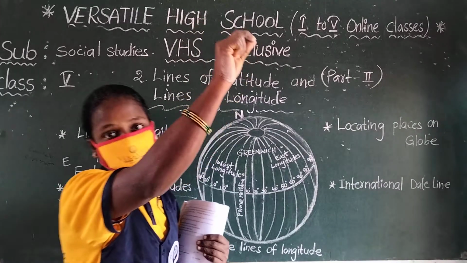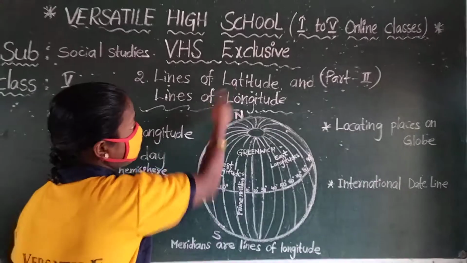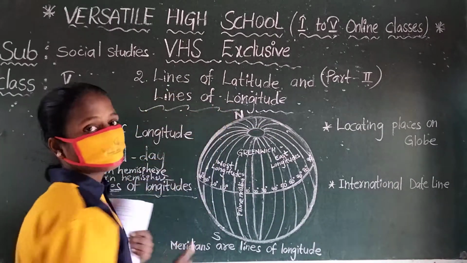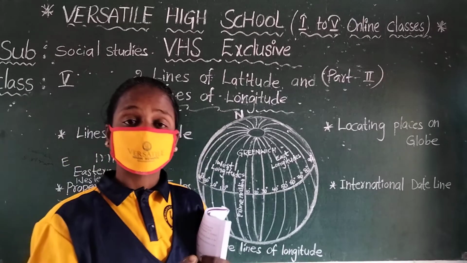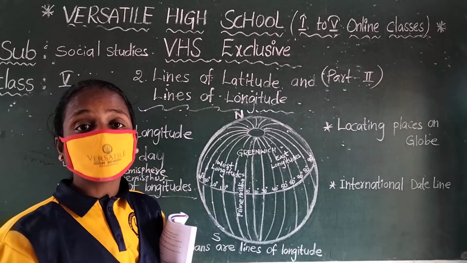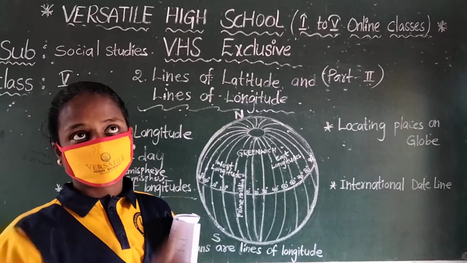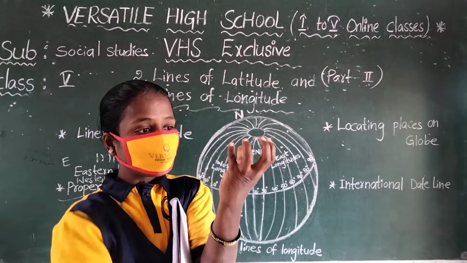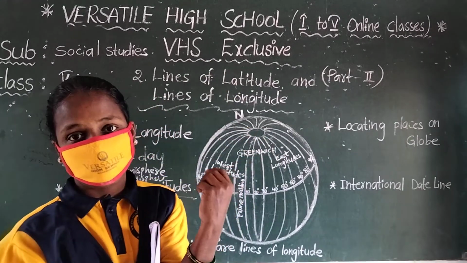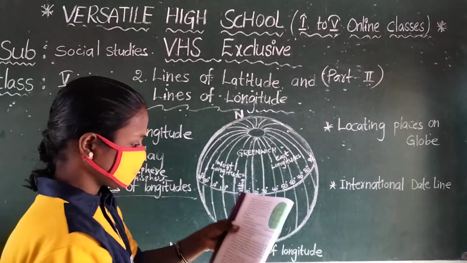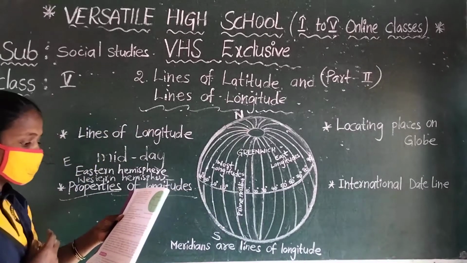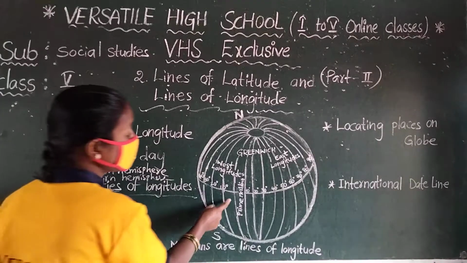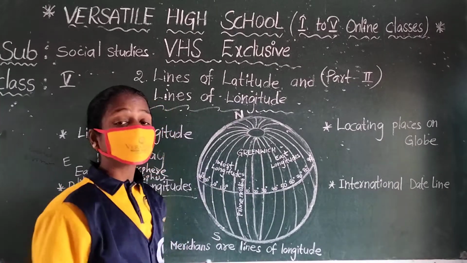But here latitudes are parallel to each other and longitudes are not parallel to each other, but they are meeting at one end point. If it is like a globe, they are meeting at that end point. And see that the longitudes are the farthest apart at the equator.